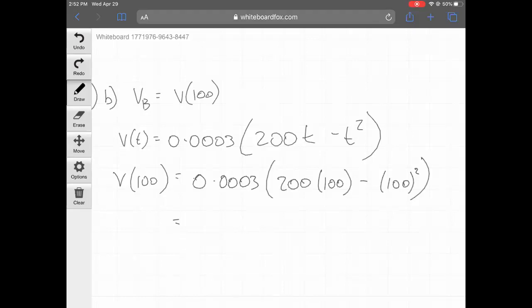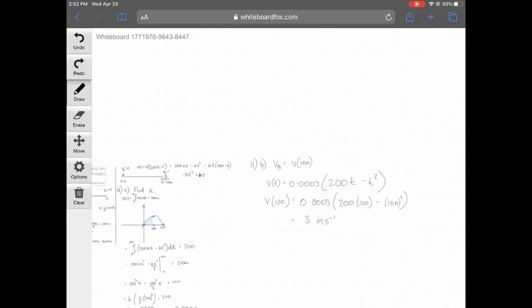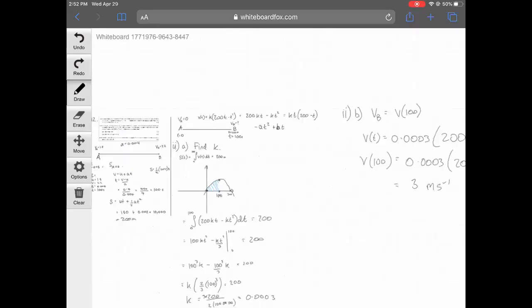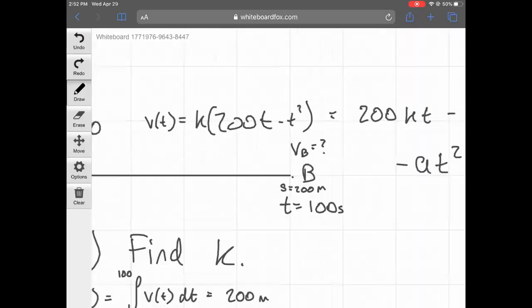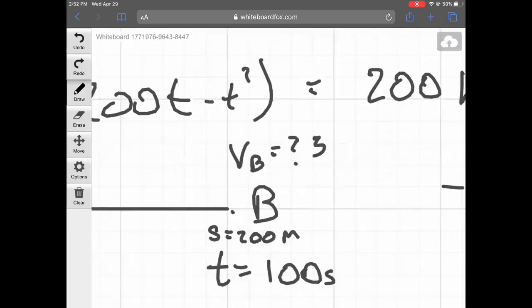So we've got 0.0003 times 100 times (200 minus 100), which is equal to 3 meters per second. That's a nice value to get. When you get a whole answer like that, it makes you feel like you've probably got the right answer. If I got something like 3.275, blah, blah, blah, I'd be thinking I may have done something wrong. Okay, great. So this was equal to 3.